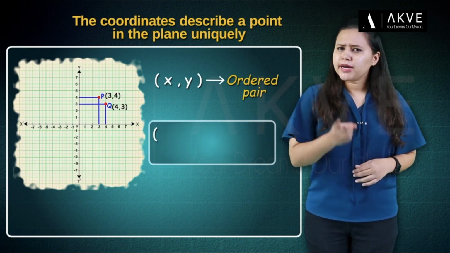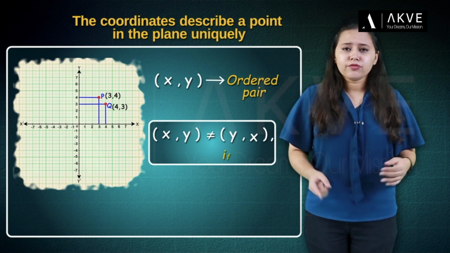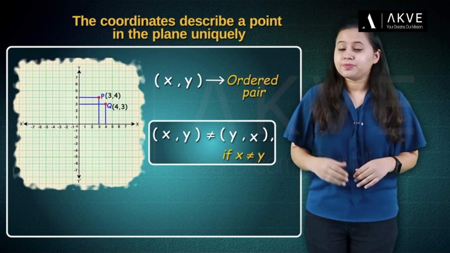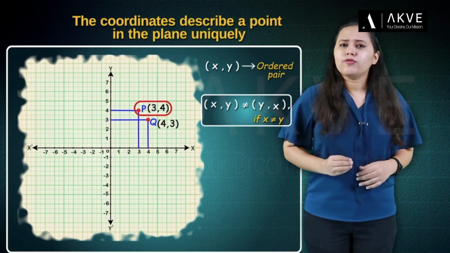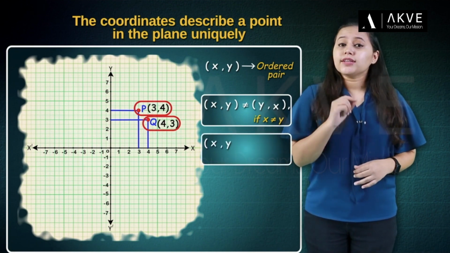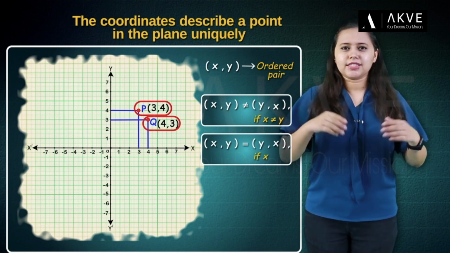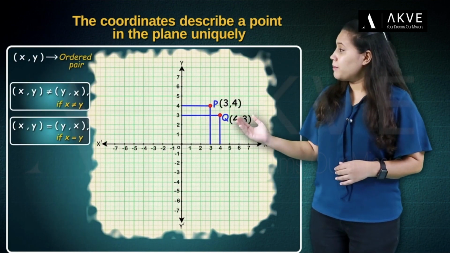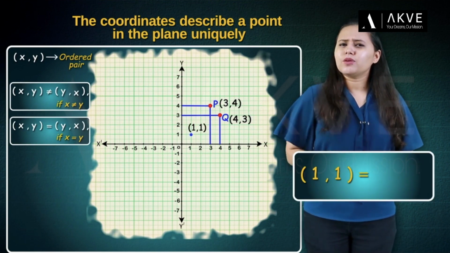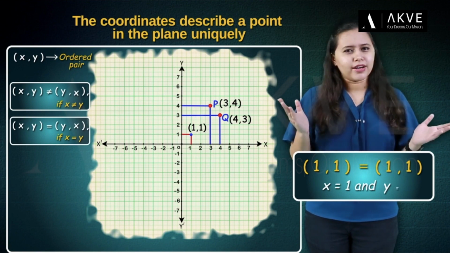The ordered pair (x, y) is not equal to (y, x) if x is not equal to y. Like here, (3, 4) is not equal to (4, 3). Also, (x, y) is equal to (y, x) if x is equal to y. For example, (1, 1) is equal to (1, 1) because here both x and y are equal to 1.